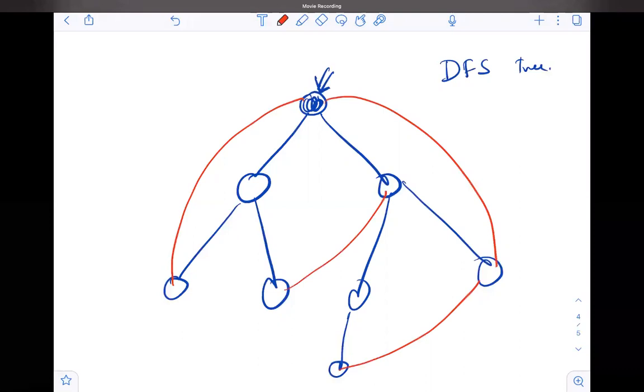The red edges are the edges that are not there in the tree, but they are there in the graph. And the blue edges are the tree edges. Is it clear? Now, whatever I have drawn, do you think it is correct? Do you think this is a feasible, a possible DFS tree?